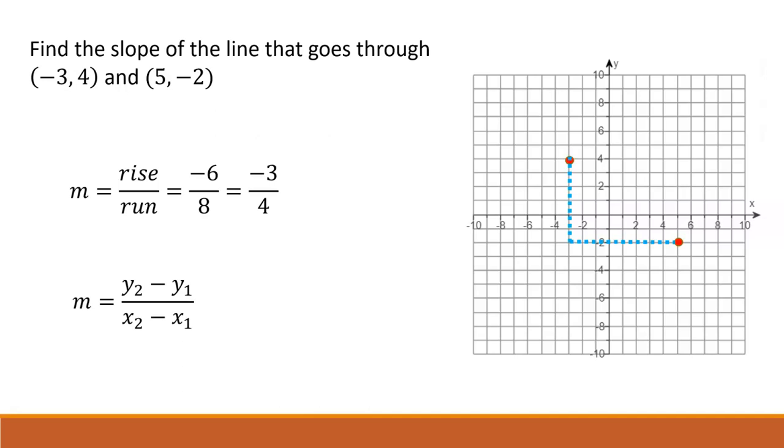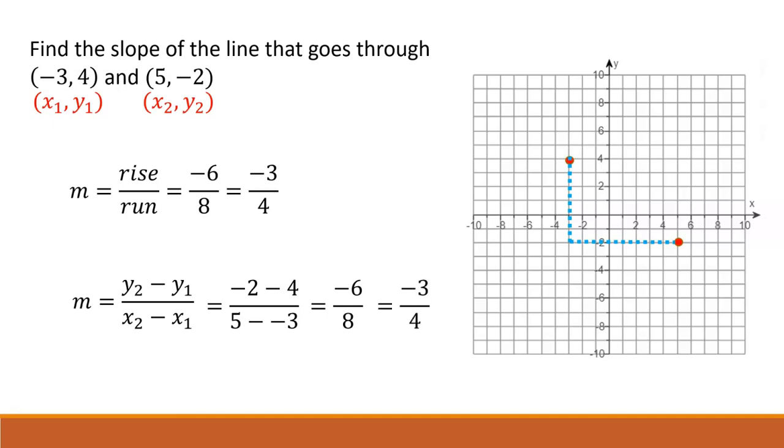We could also use the slope formula to accomplish the same thing. We just have to decide which point is point 1 and which is point 2, and it doesn't make any difference. So we'll use -3, 4 as the first point and 5, -2 as the second point, and substitute those values in the slope formula. Once we simplify, we can see that we get the same result, a slope of -3/4.